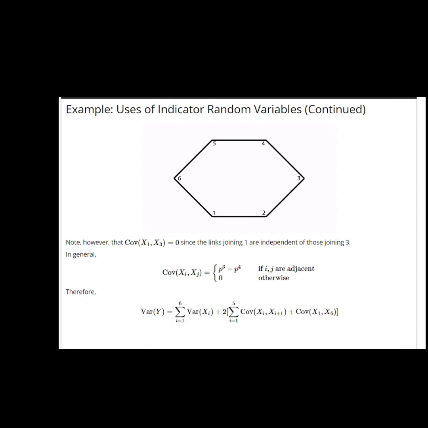And this allows us to compute the variance. The variance of the sum is the sum of the variances plus twice the covariances, added in this case only over adjacent pairs because non-adjacent ones contribute 0. And this works out to 6p squared times 1 minus p squared plus 2 times 6, because there are 6 adjacent pairs, times the covariance of Xi, Xi plus 1, which is p cubed minus p to the 4th. This can be simplified a little. That's pure algebra.